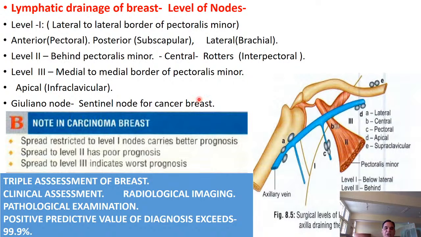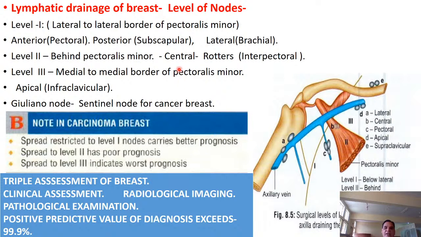Okay, and just remember, what about nodes in carcinoma breast? Spread restricted to level 1 has got a clinical significance, has got a better prognosis. Spread to level 2, poor prognosis. Spread to level 3, worst prognosis. That means one of the prognostic factors for CA breast is axillary infiltration. Lymph node number above 4 carries bad prognosis.